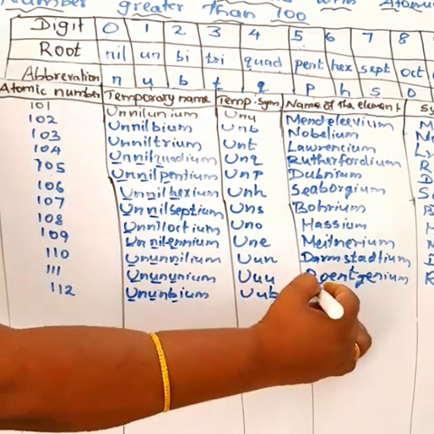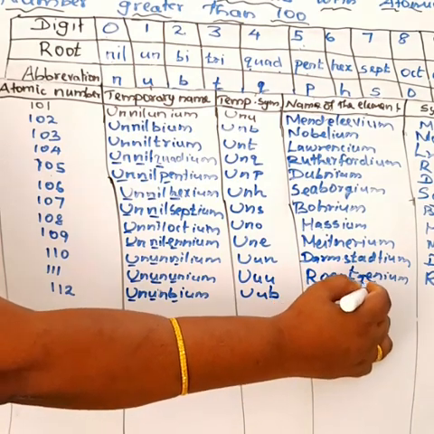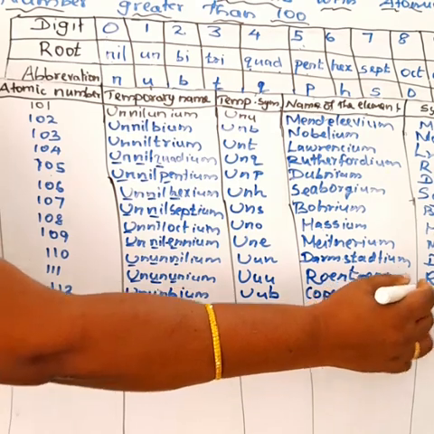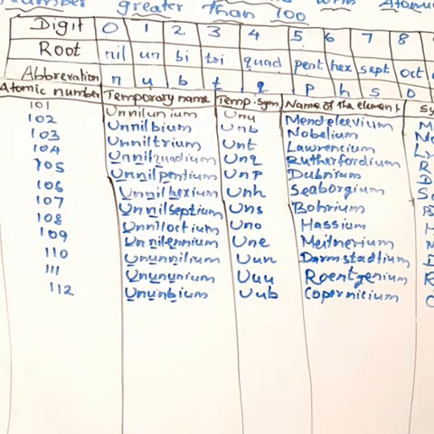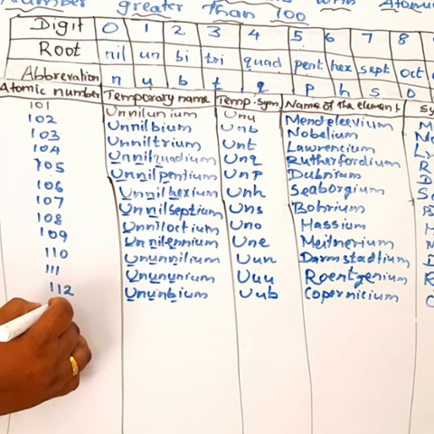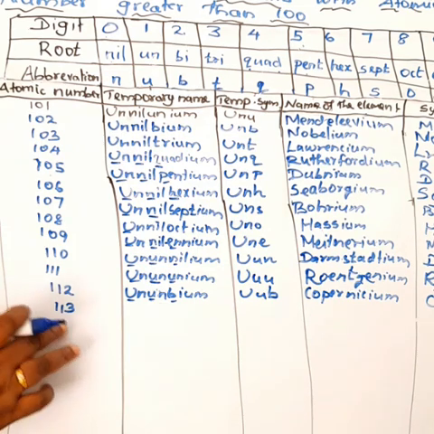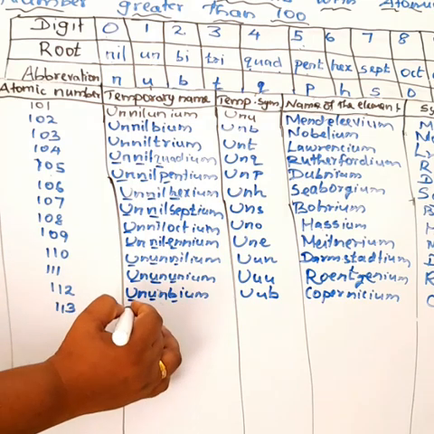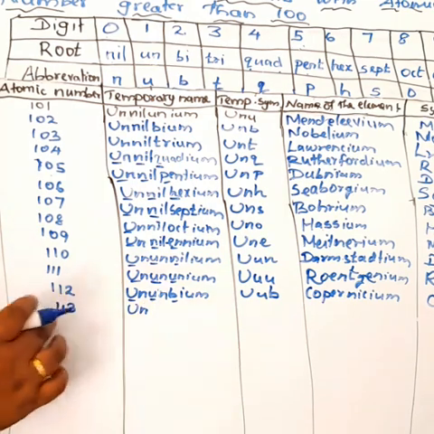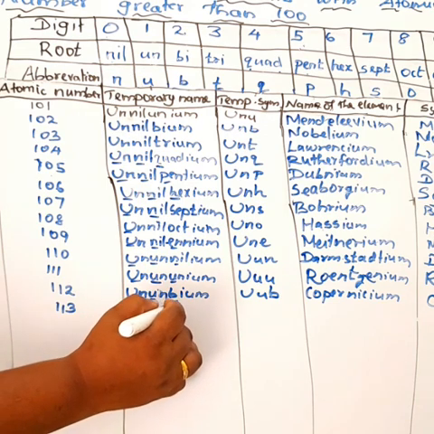Name of the element: copernicium. What is the symbol for copernicium? Cn. Okay. After that, 113. What is the temporary name? Un for 1, again un for 1, again 3 having.